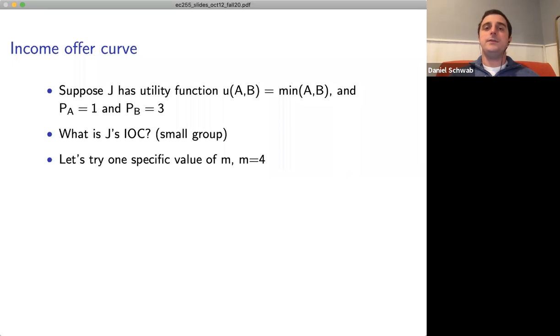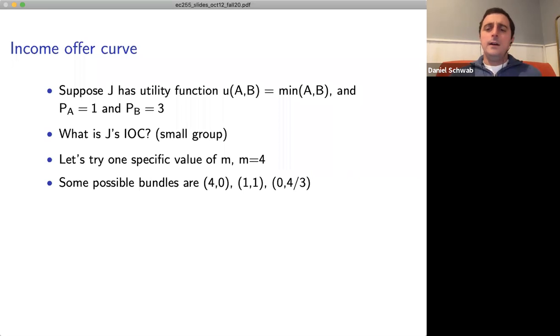Okay, so let's do what we've been doing lately, which is to take one specific value of M and just try that out. So we'll say, okay, what if M is equal to 4? What are some possible bundles that someone could consume if M is 4? Well, you could do 4/0. You could spend all your money on apples. You could spend all your money on bananas, and you get 4/3 of a banana. Or it works out that you could do 1 apple and 1 banana.